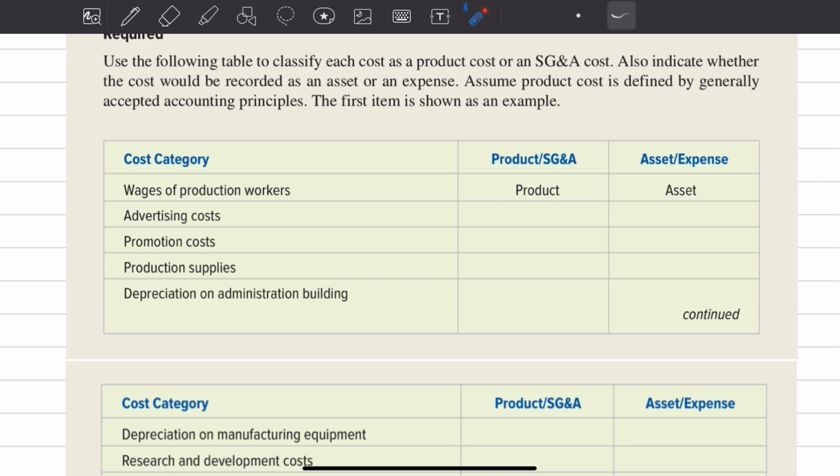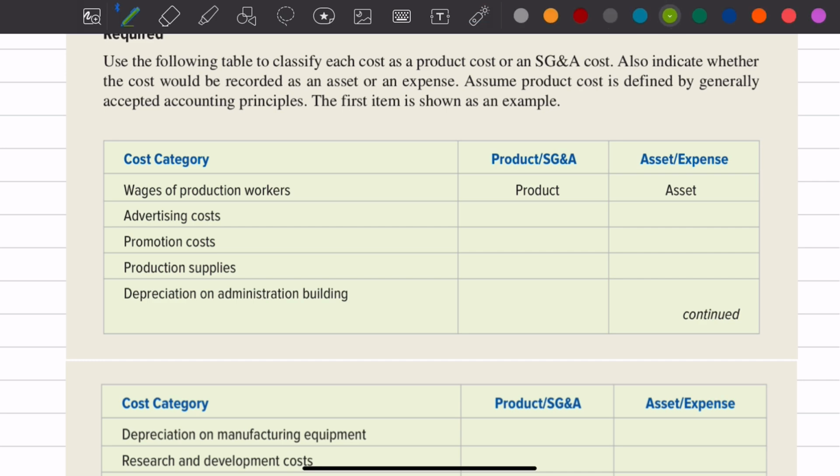The first one is an example. It says wages of production workers, and the keyword here is production workers, right? So from that, we can safely assume that this cost is going to be classified as a product cost, and because it's a product cost, it's going to be classified as an asset for now until we sell the product as we have explained in class. Then we can move that cost into our income statement as an expense, okay? As a cost of goods sold, to be specific. So let's go to the next one.